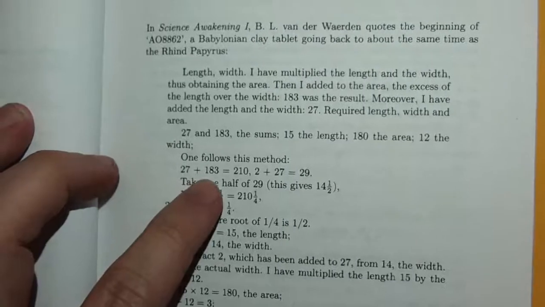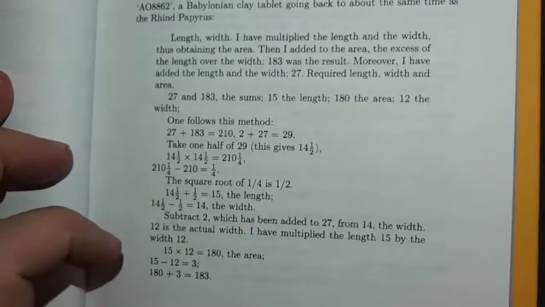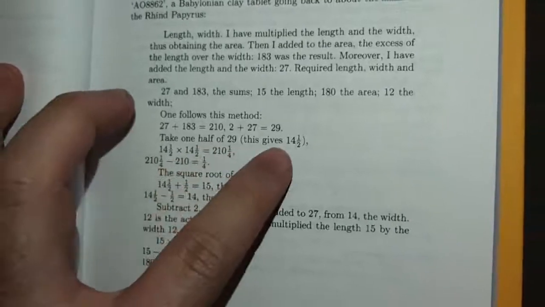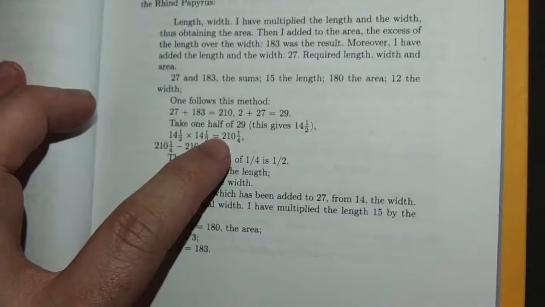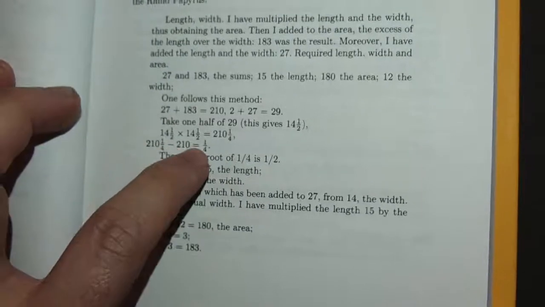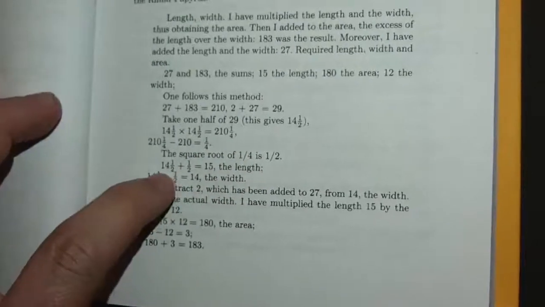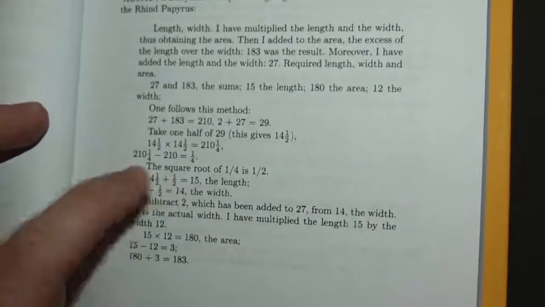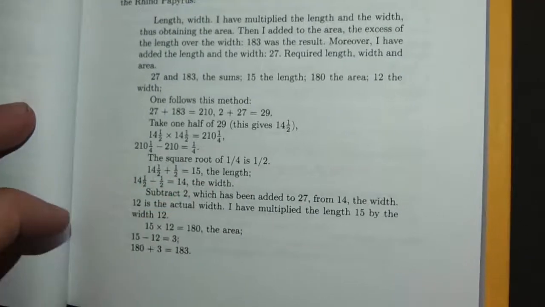Okay, 27 plus 183 is 210. 27 plus 2 is 29. Take 1/2 of 29. This gives 14 and a half. 14 and a half times 14 and a half is 210 and 1/4. 210 and 1/4 minus 210 is 1/4. The square root of 1/4 is 1/2. 14 and 1/2 plus 1/2 is 15, the length. 14 and 1/2 minus 1/2 is 14, the width.